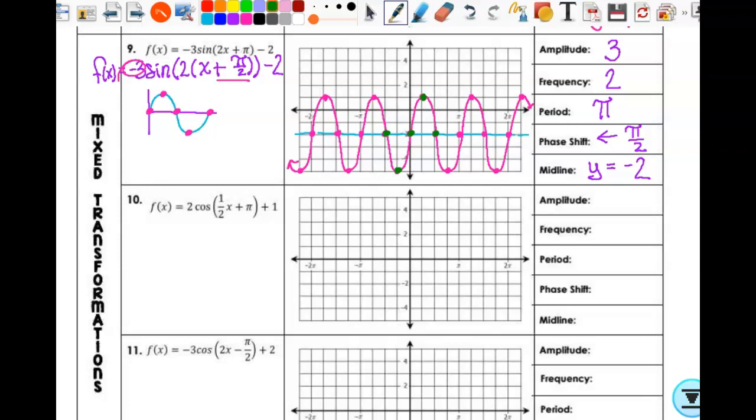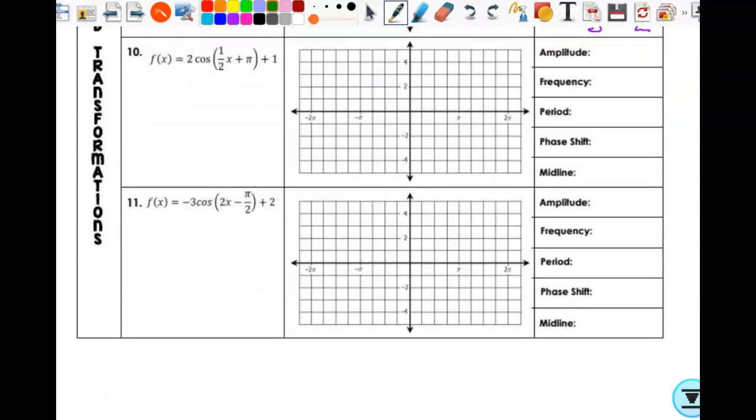Okay, so don't let that play tricks with your mind like, wait, I thought I was supposed to reflect, and then go back and second guess yourself. We did reflect, we did translate. It just so happens that it looks like we didn't do either one of those things. Okay, we good? All right. Let's look at number 10 then. Do I need to factor?